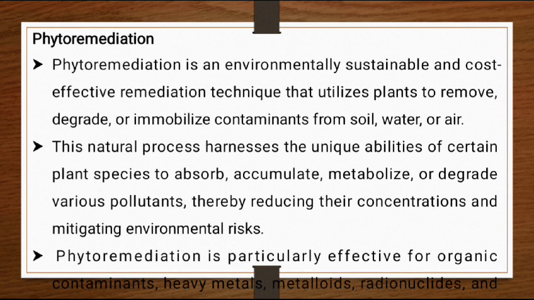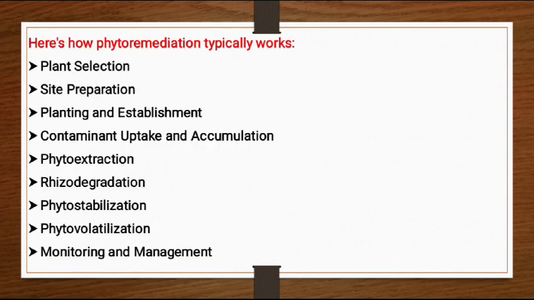The plant species are used to absorb, accumulate, metabolize or degrade various pollutants, thereby reducing their concentrations and mitigating environmental risk. And phytoremediation is particularly effective for organic waste materials. So let us see how phytoremediation typically works. We have certain steps in it.